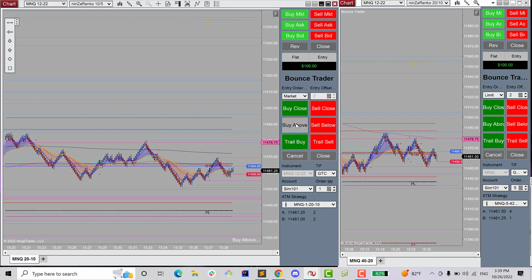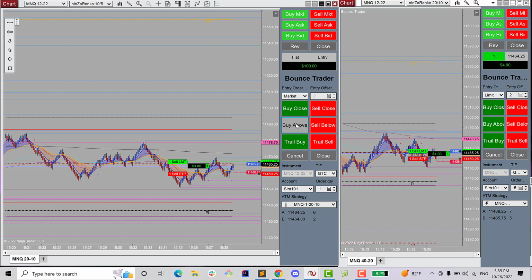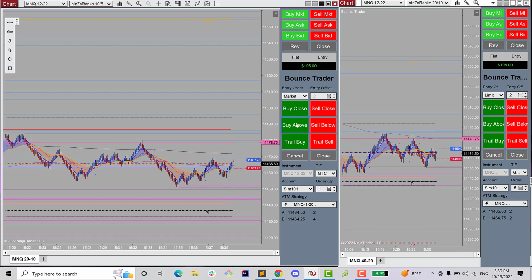Now let's say that we're expecting the price to go up, so we hit buy above. Okay, it hit. Cool, so it worked out just as it's supposed to. Now I want to demonstrate how trail buy or trail sell works.